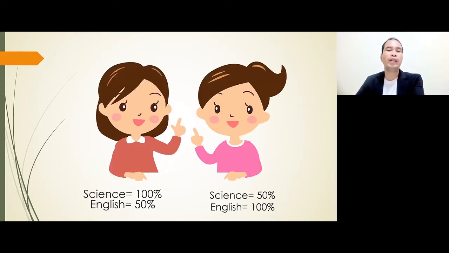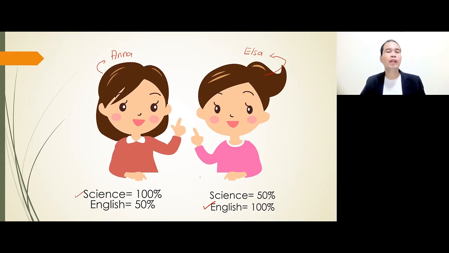Okay, so let's look at this example. Let's have two girls. Let's name this one Anna and this girl Elsa. Let's look at their scores. Anna got a score of 100% in science. However, in English, Anna got only 50%. However, let's look at the score of Elsa. Elsa got 100% in English. However, Elsa got only 50% in science.